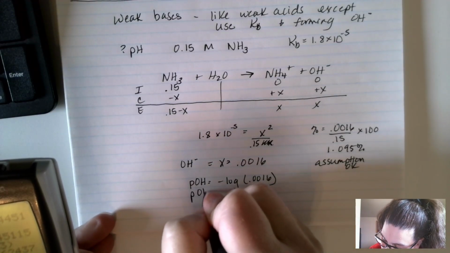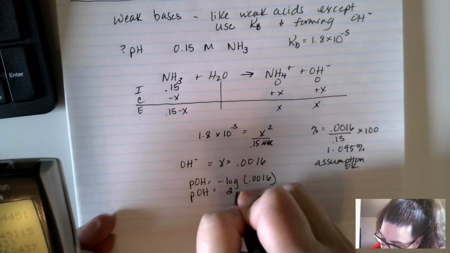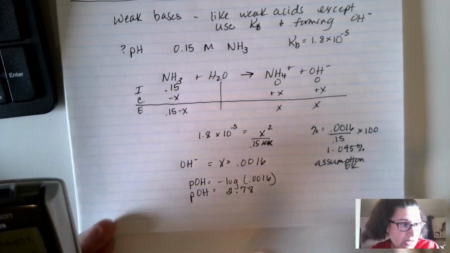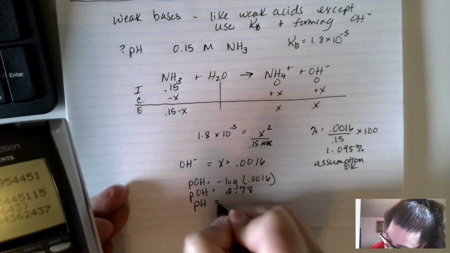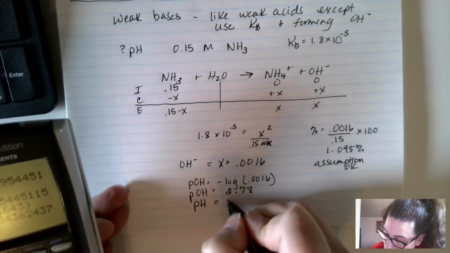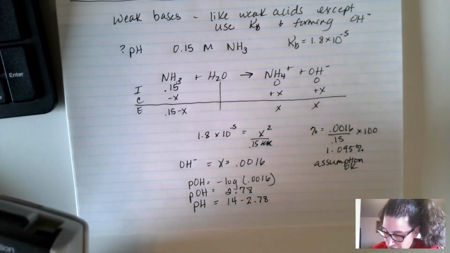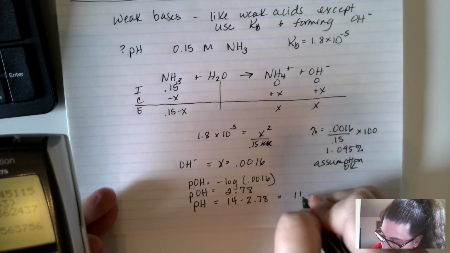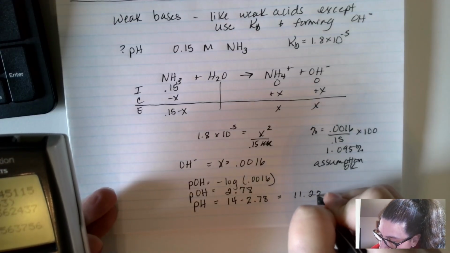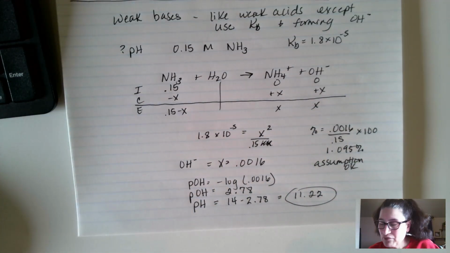Okay, so my pOH, with 2 sig figs, so 2 decimal places, is 2.78. But they asked me to find my pH, and my pH plus my pOH is 14. So 14 minus 2.78 is going to be 11.22, still keeping with my 2 decimal places, and that would seem like a good pH for a base.